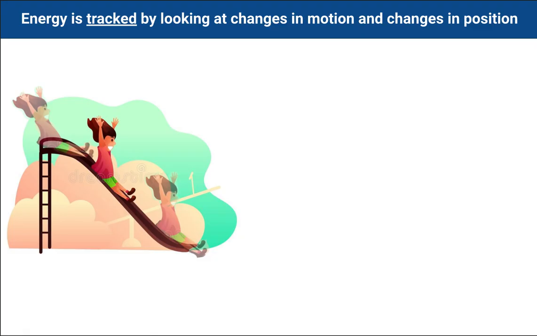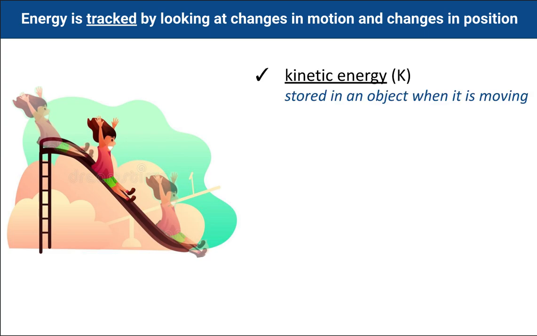Energy is tracked by looking at changes in motion and changes in position. Sort of like having a scorecard out there that just watches how the types of energy transform as an object moves. We talk about kinetic energy, symbolized by a capital K, as energy stored because an object is moving. And so anytime you have some sort of object, some mass that has a speed, has motion, we would consider it having kinetic energy. We'll also talk about potential energy.